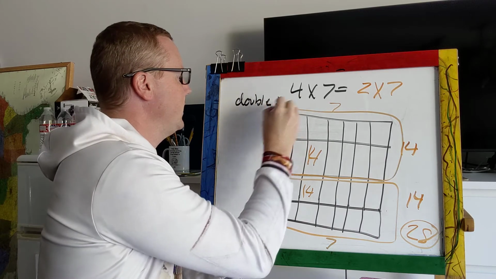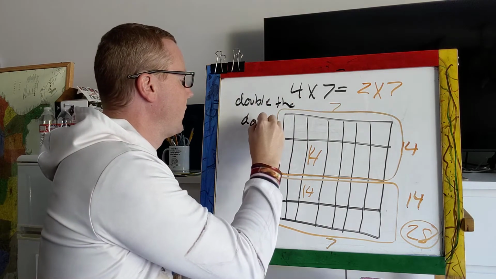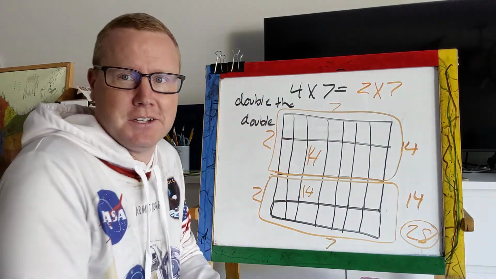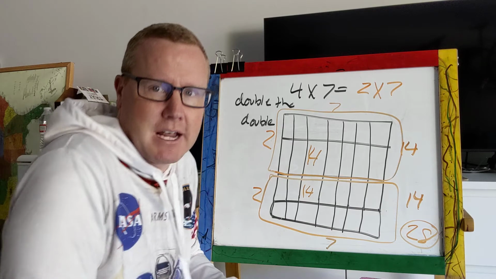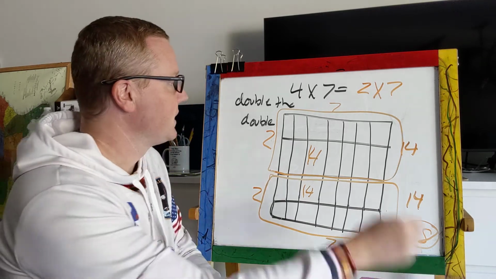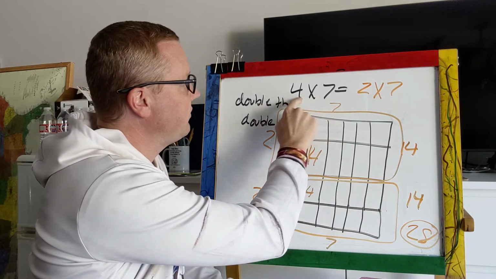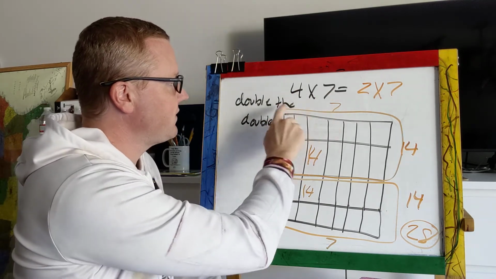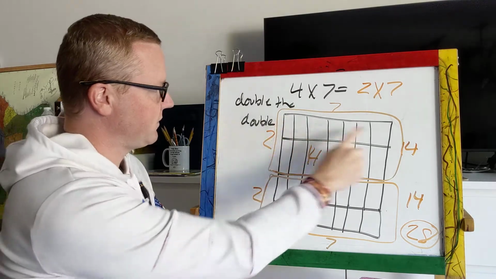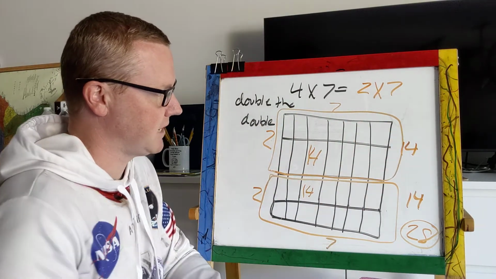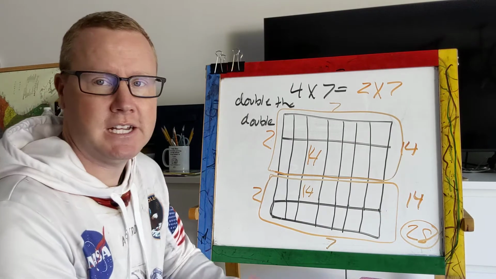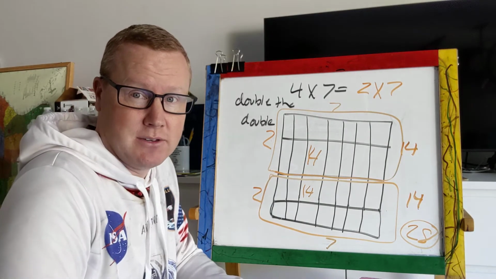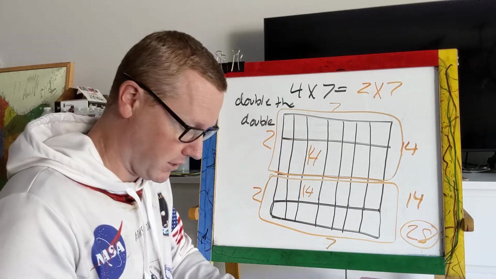Double the double. Basically, it's a fancy word. You'll hear Mr. B and Miss Keller say that sometimes. It just means take 4 and split it into 2 groups. So you'd have 2 times 7 plus 2 times 7, just like we've shown here. 2 times 7 is 14. You double that, you get 28. So that is a method that you can use for multiplying by 4.